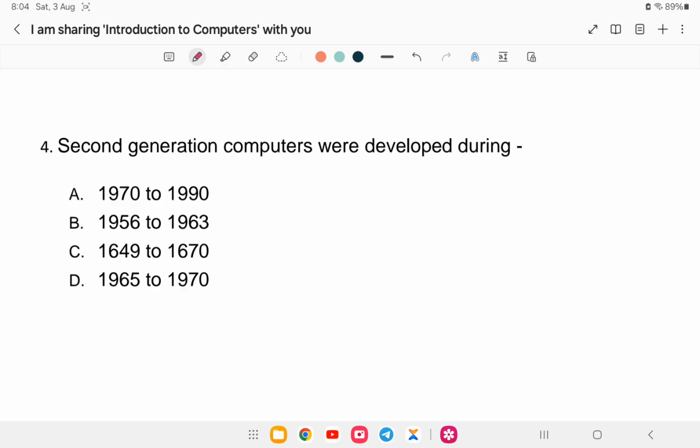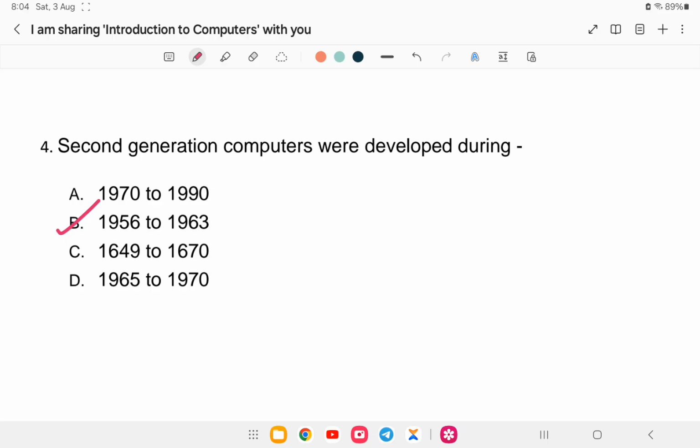Number 4. Second generation computers were developed during is it 1970 to 1990, 1956 to 1963, 1649 to 1670, or 1965 to 1970? So what is the answer? The answer is 1956 to 1963. Option number B is the correct answer.